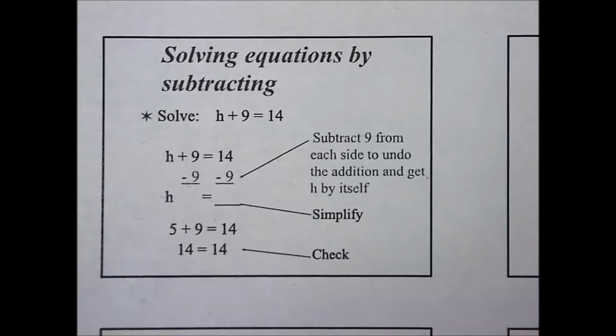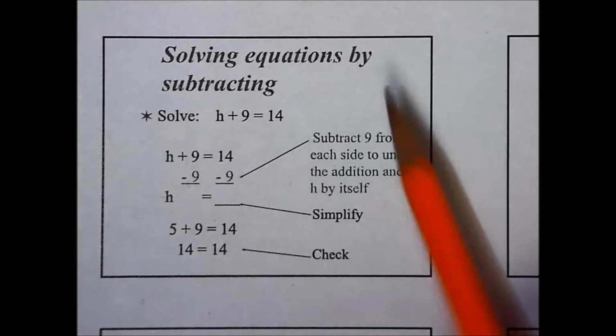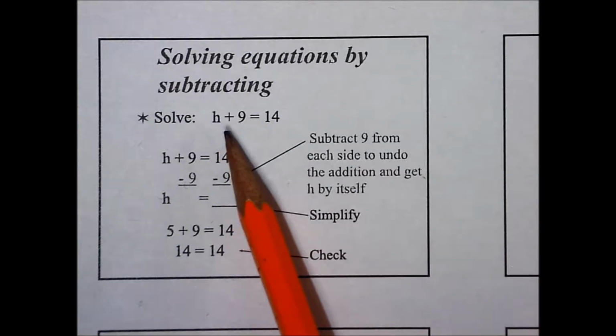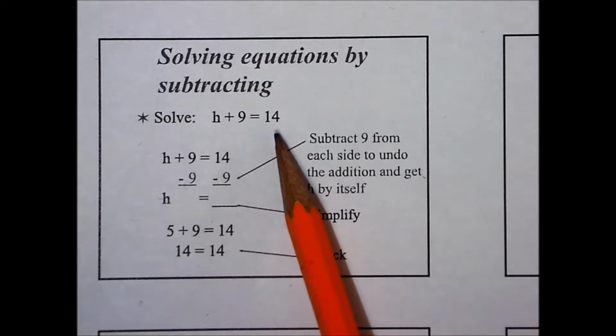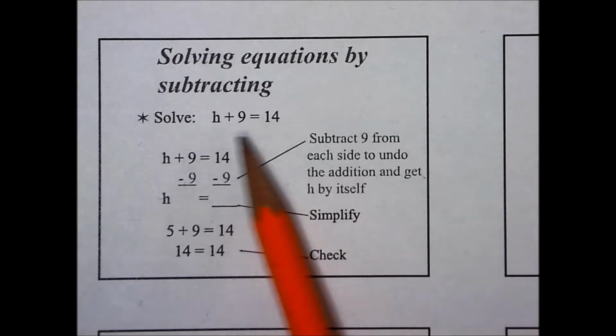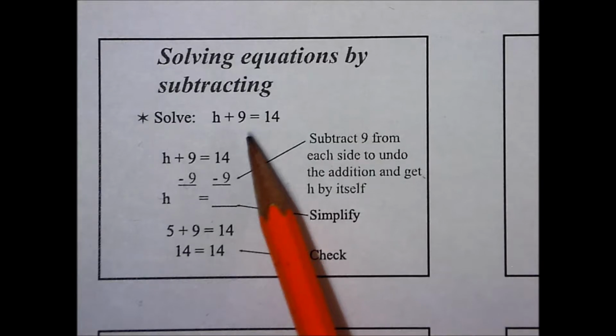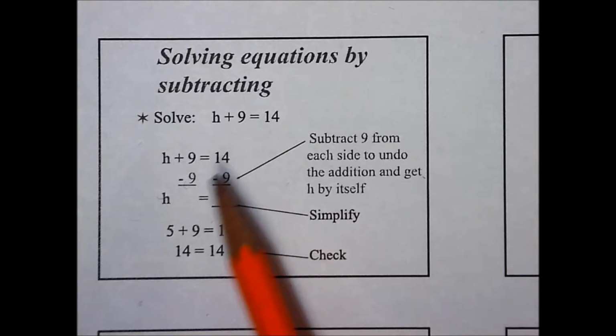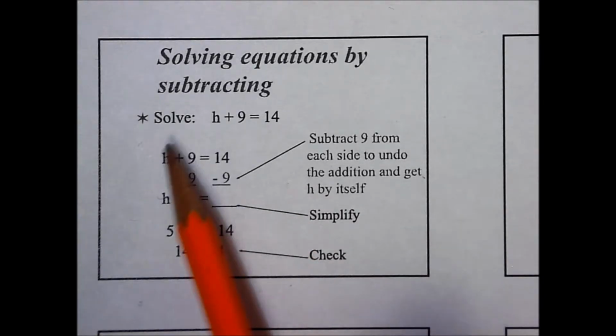In our first example, we're going to solve equations by subtracting. So we're going to solve h plus 9 equals 14. I know a lot of you can do this mentally based on what we did in the previous lesson, but the problems will get harder, so let's see how to solve that step by step.